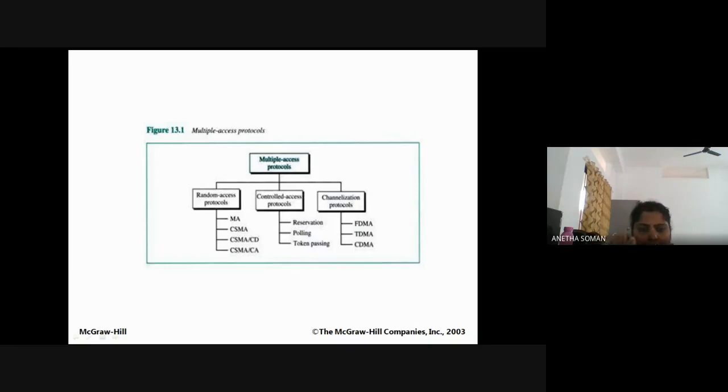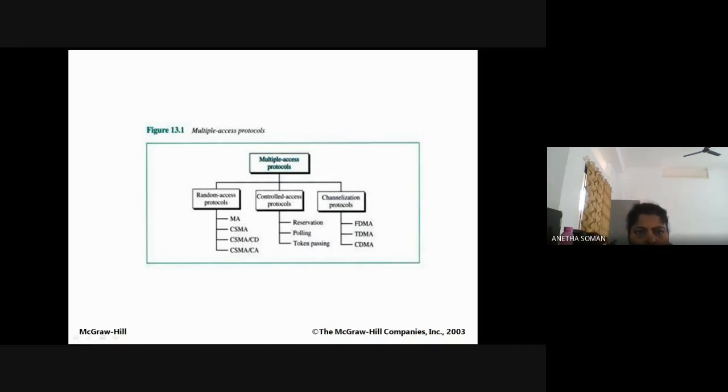So if a station has data to send, it has to follow some procedure, and that is defined by the protocol. That protocol determines whether the station has to send or not. Whatever decision they take is mainly based on access to the medium. They will check whether the medium is idle or busy.